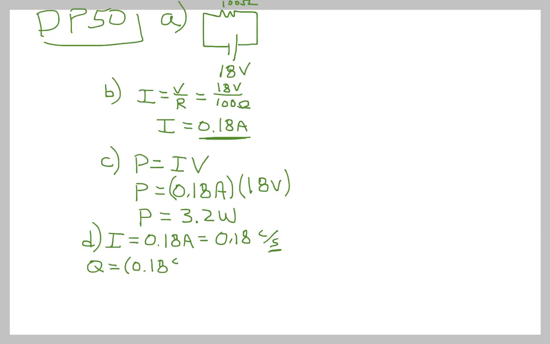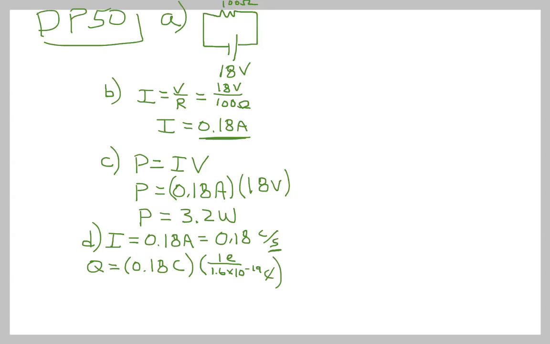coulombs, and that's 0.18 coulombs in 1 second's worth of time. We can straighten that out a little bit. We also know that 1 electron is equal to 1.6 times 10 to the minus 19th coulombs.